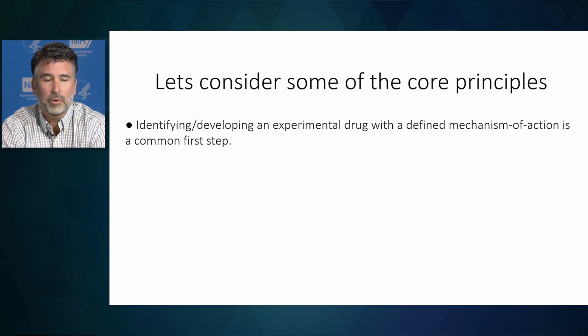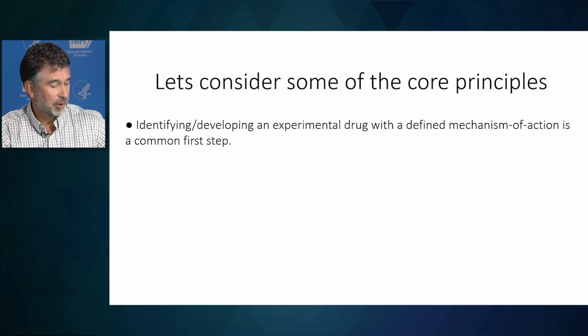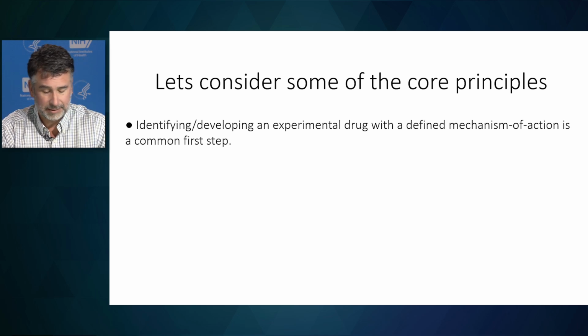So let's consider some of the core principles. Foremost, identifying and developing an experimental drug with a defined mechanism of action is oftentimes the first step in developing a new therapy. This is drug discovery. This is where we're going to be starting with a lot of these lectures. As a matter of fact, all of Module 6 delves into drug discovery and development. Within that module, you're going to be learning a lot of how scientists and pharmaceutical companies, academic labs, begin the process of developing a new drug.